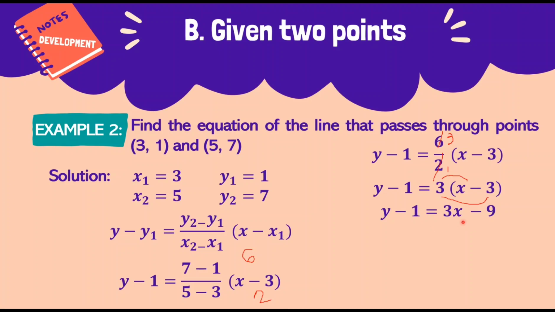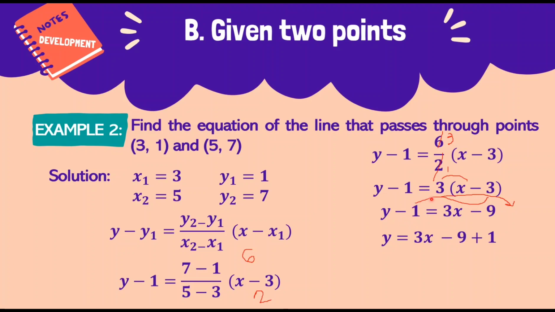So correct yung ating answer dito. And then, since we need to find the equation of the line written in slope-intercept form, we need to transpose also negative 1 to the other side of the equation. So, upon transposing, it becomes, ayan. Y is equal to 3x minus 9.